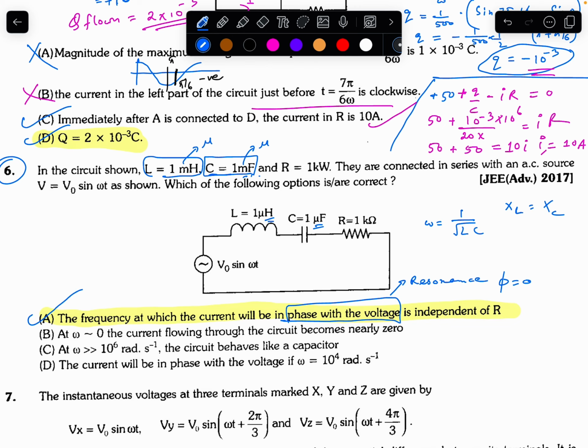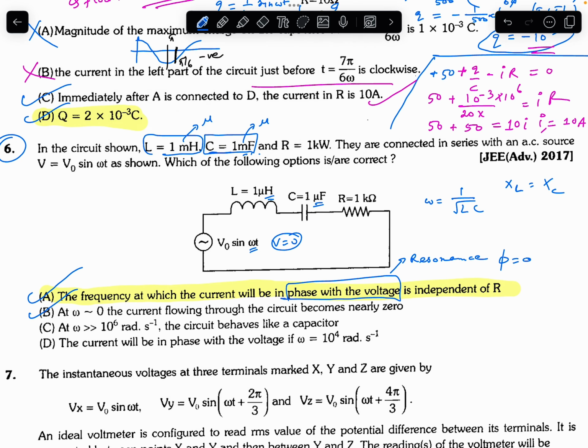So A is correct. B. At omega 0, the current flowing through the circuit becomes nearly 0. So if omega is 0, voltage will be 0, correct? Because V equal to V naught sin omega t, if voltage is 0, no current will flow through the circuit. So B is also correct.